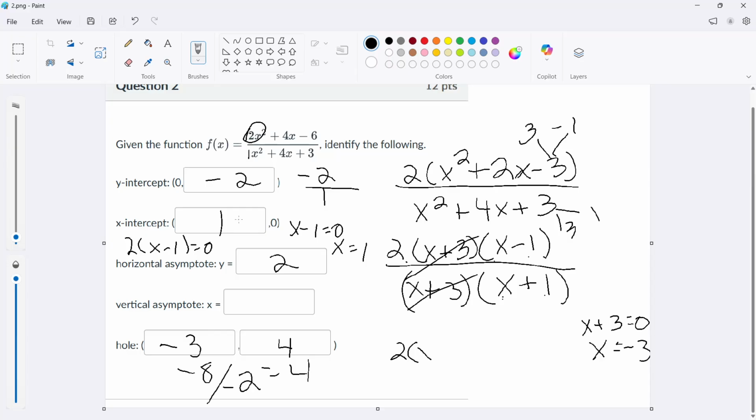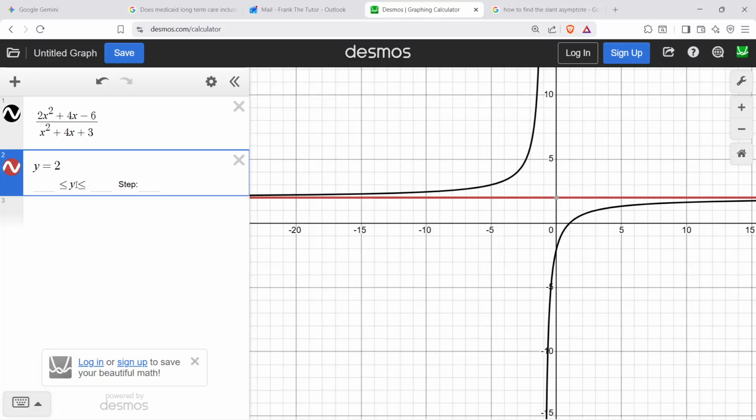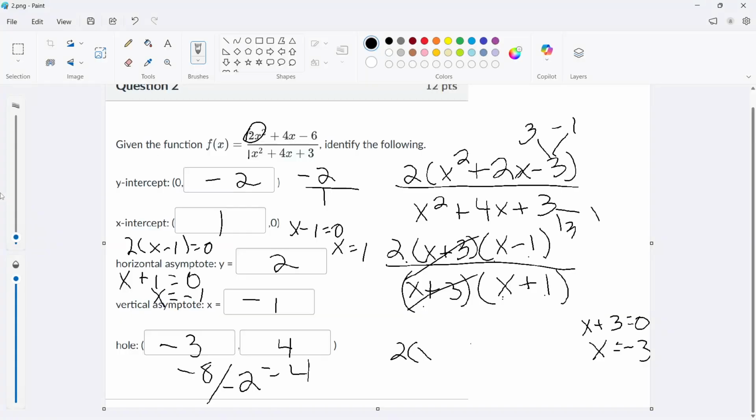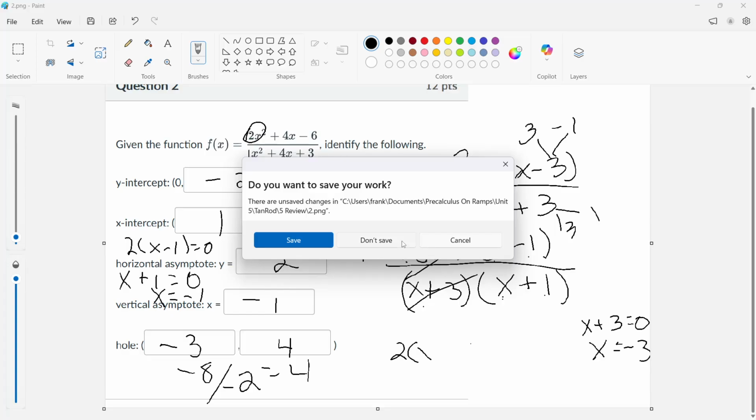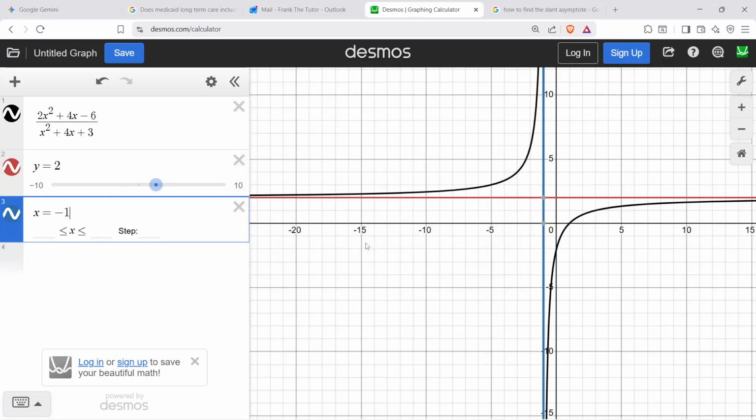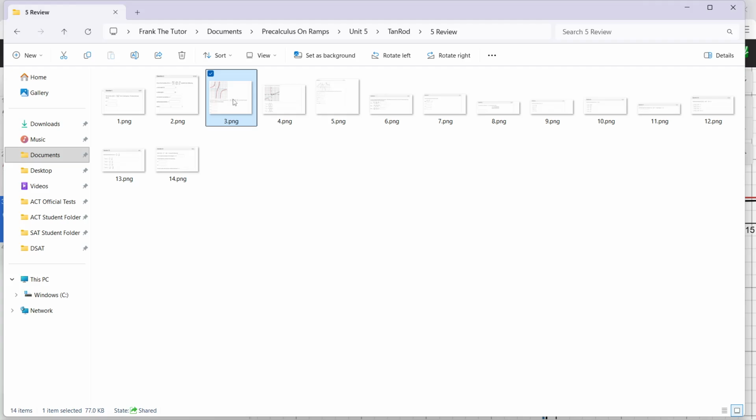And then the vertical asymptote. The vertical asymptote is when the denominator equals 0. Well, I've got a hole there, so it's just x plus 1 equals 0. x equals negative 1. So I've got that. And let me show it. x equals negative 1. There it is. Okay, that's question 2. Now I'm going to go to question 3. I think that's everything, yes. Question 3.